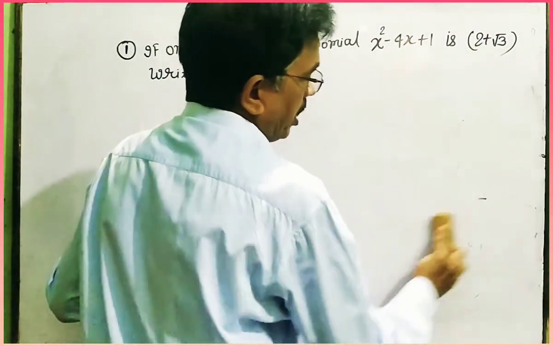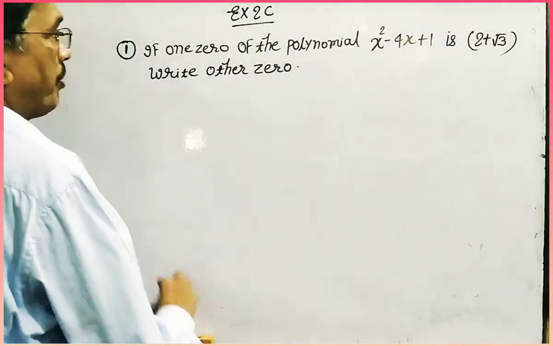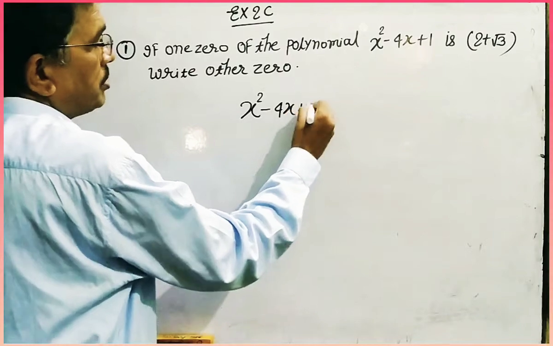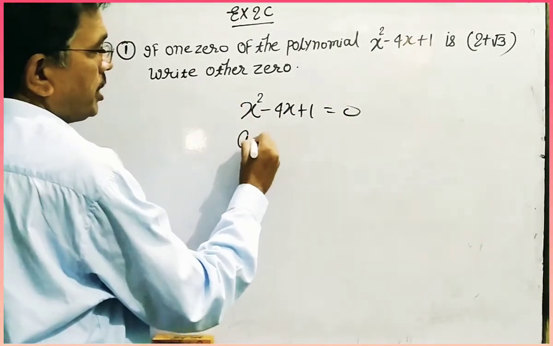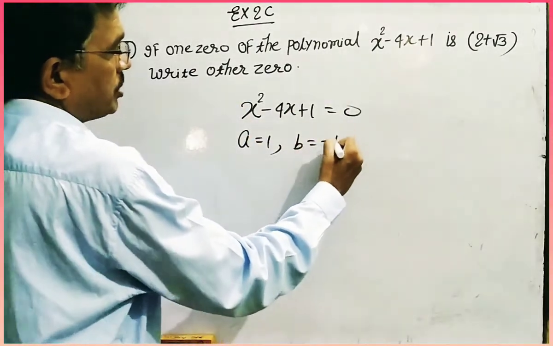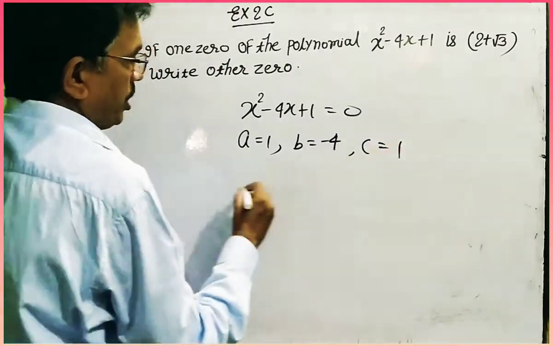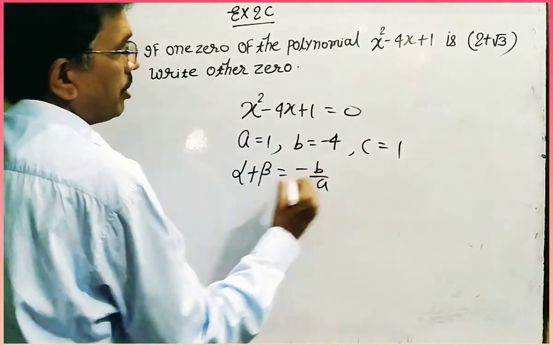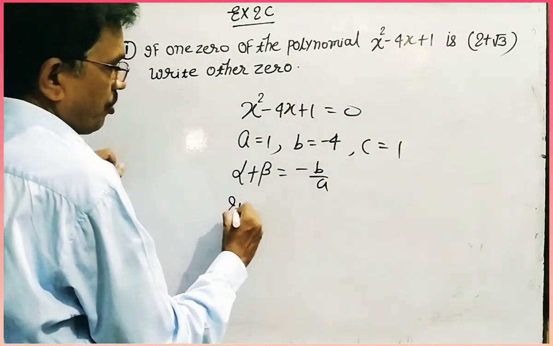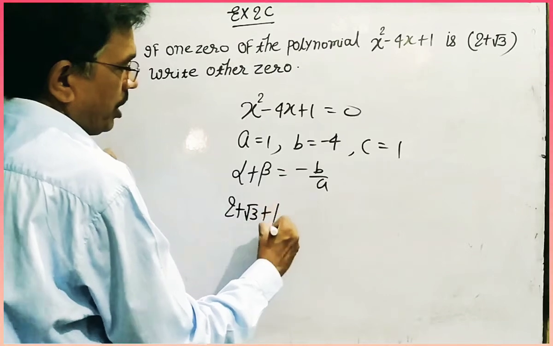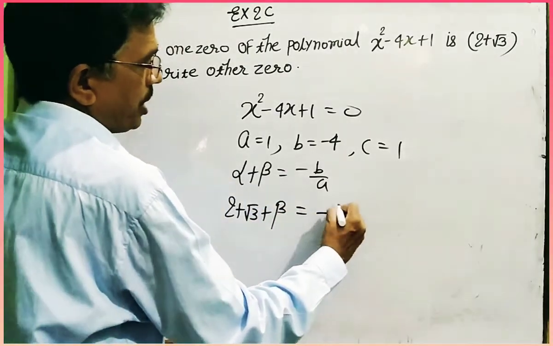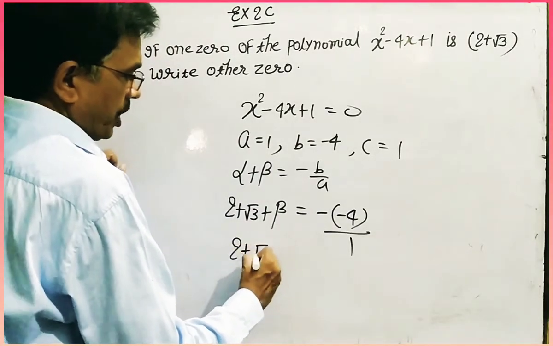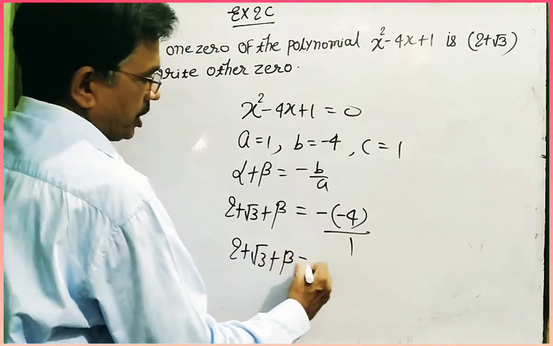Another method: you write the polynomial x square minus 4x plus 1 is equal to 0. Here a is equal to 1, b is equal to minus 4 and c is equal to 1. Then alpha plus beta is equal to minus b by a. Alpha is 2 plus root 3. Beta is what we need to find. Minus b, minus of minus 4, by a, 1. Then 2 plus root 3 plus beta is equal to 4.